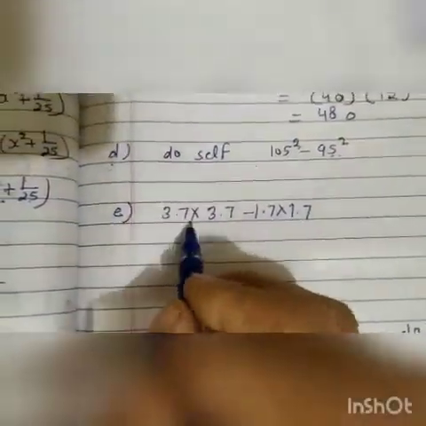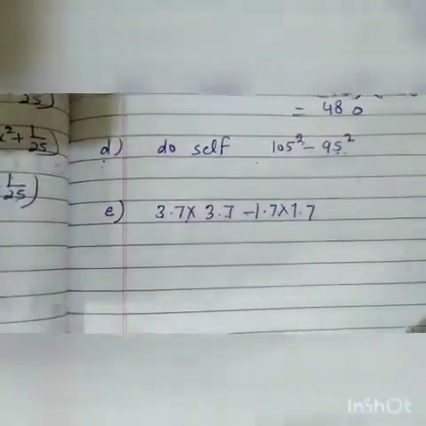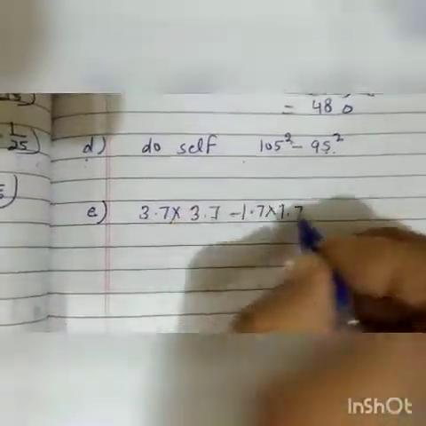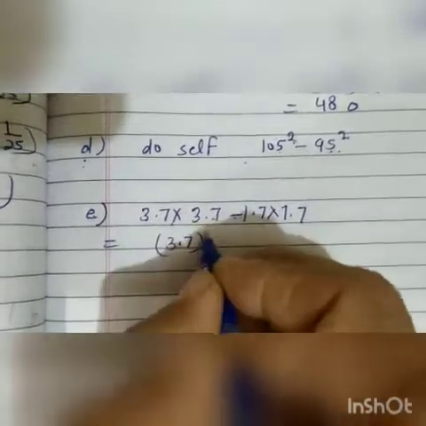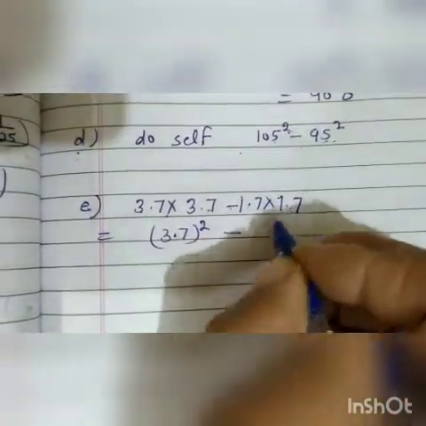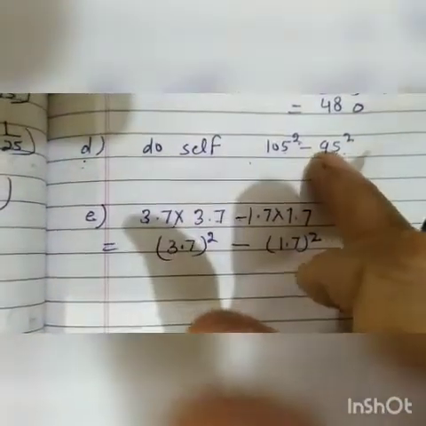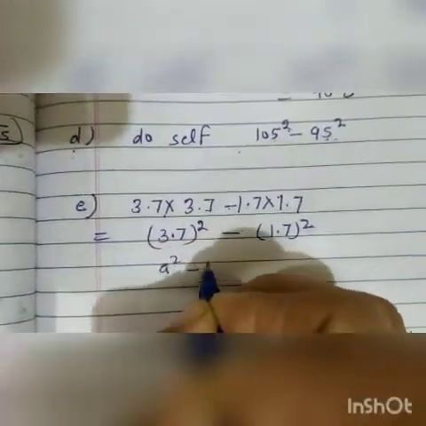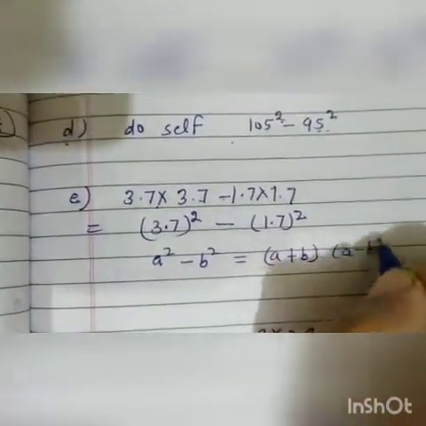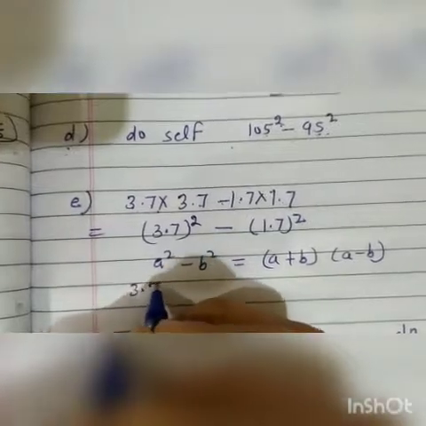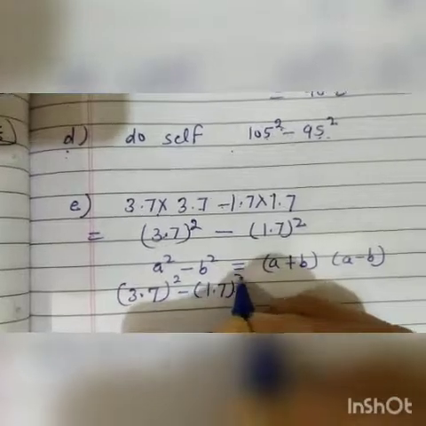Now come to E part. E is 3.7 into 3.7 minus 1.7 into 1.7. We can write this 3.7 into 3.7 like this: 3.7 square, minus 1.7 into 1.7 means 1.7 square. Again this is in this form. So we will write a square minus b square is equal to (a plus b)(a minus b). Now we will write here this 3.7 square minus 1.7 square.